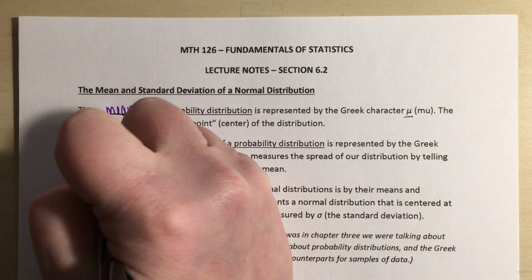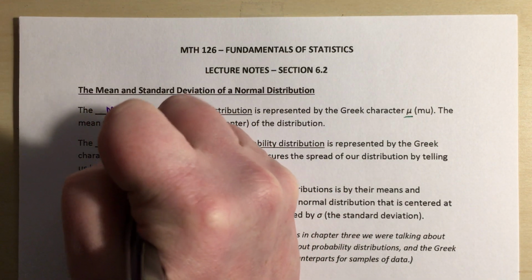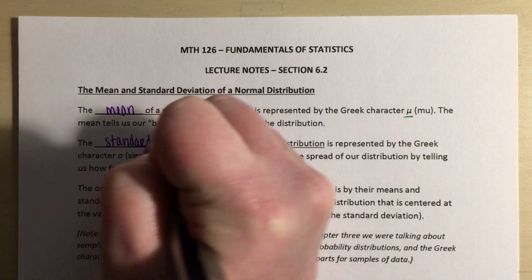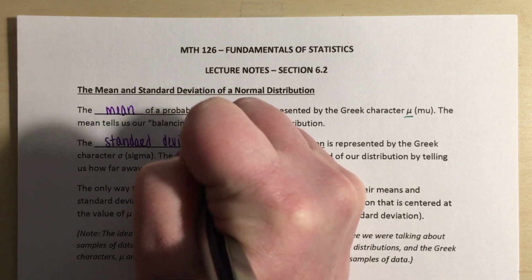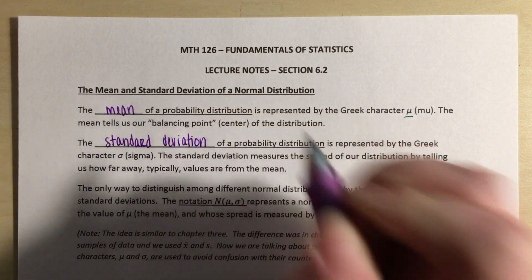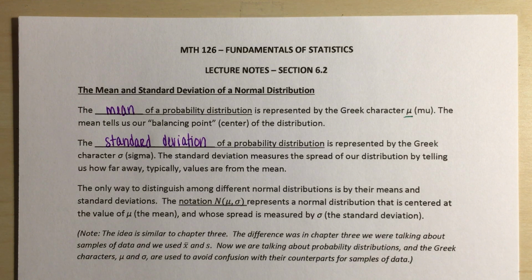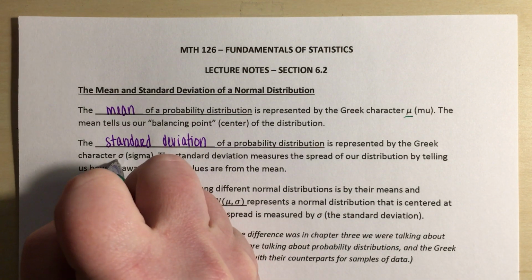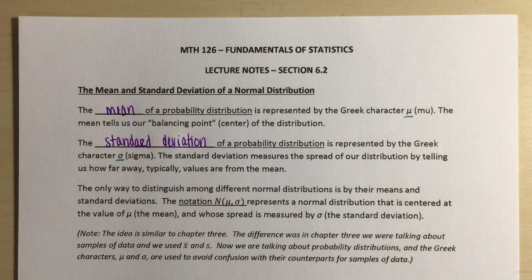The standard deviation of our probability distribution, again like our standard deviation that we saw back in chapter 3, is going to have to do with how spread out our data is. And we're going to use a Greek letter instead. So we're going to use the Greek letter sigma.